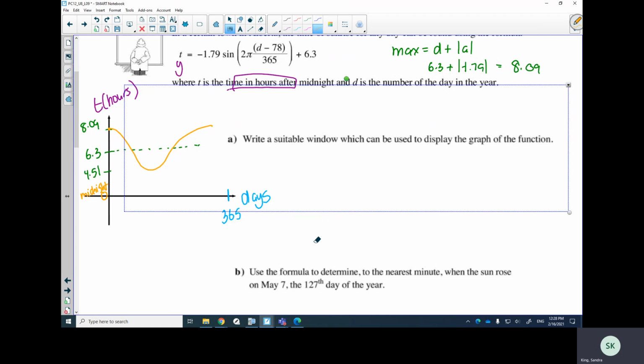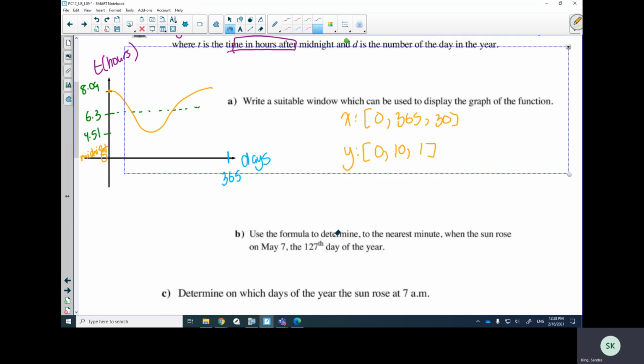Okay, write a suitable window. So I think we did that. The X, we went from 0 to 365. You choose if you want to go up by 1s or by 30s, what you want your scale to be. The Y's, I went from 0 to 10, and then I said, let's go up by 1 hour. Remember that 0 is midnight. So that's like 4 a.m., 6 a.m., 8 a.m.